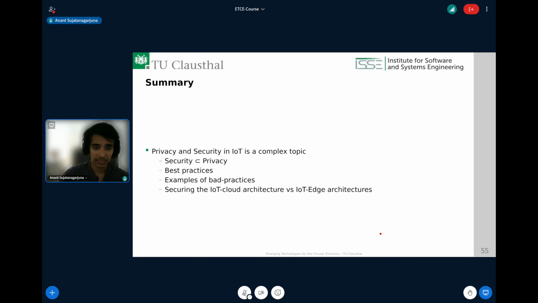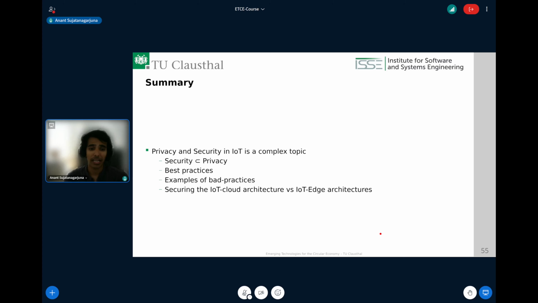Now, a final summary of what we described and already talked about today. Obviously, privacy and security is quite complex, and in general, it's already a quite complex topic. There are so many different attack vectors. We talked about so many different bad examples of people doing this, but particularly, we also talked about how IoT privacy and security can be mitigated. And also edge architectures is something that we went into.